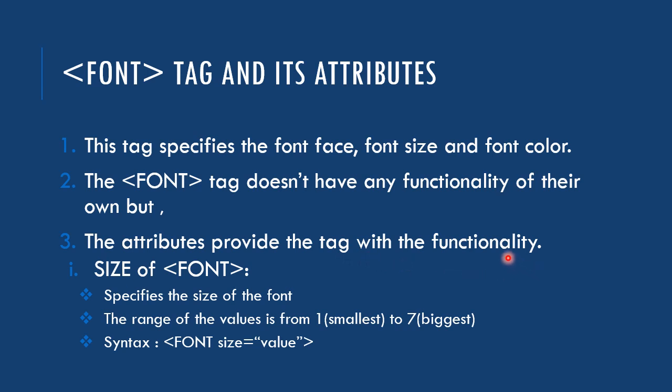So the first attribute is the size of the tag. Size, as we mentioned earlier, specifies the size of the font, and the values range from 1 to 7, where 1 is the smallest font and 7 is the biggest font. The syntax is pretty simple: you mention size equals the value to change it to the desired value.